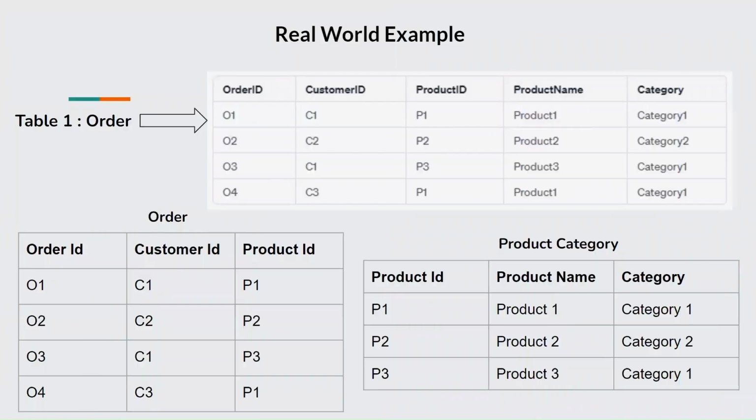To achieve fourth normal form, we can break down the original table into separate tables. In the revised tables here, you can see table 1 represents order-specific information only, including order ID, customer ID, and product ID. And table 2 represents the relationship between products and categories, where each unique product is associated with a specific category and it has a specific name. By splitting the original table into separate tables, we have eliminated the multi-value dependencies between product ID and category. And we can say that the fourth normal form has been achieved.